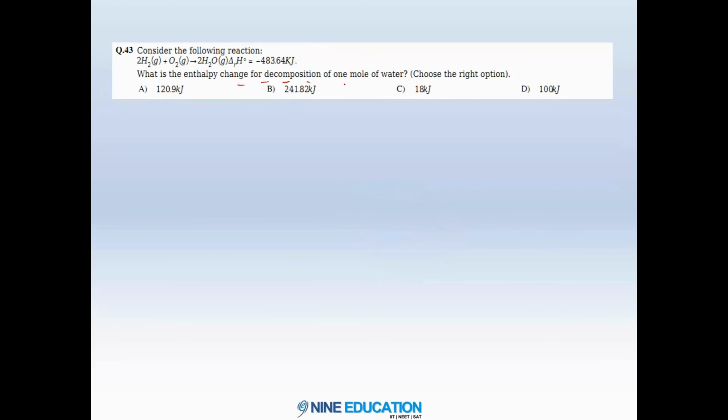The enthalpy change for decomposition of 1 mole of water. So 1 mole of water has to decompose. This is what they are asking you to find. For this, they have given data, and it is a straightforward question.